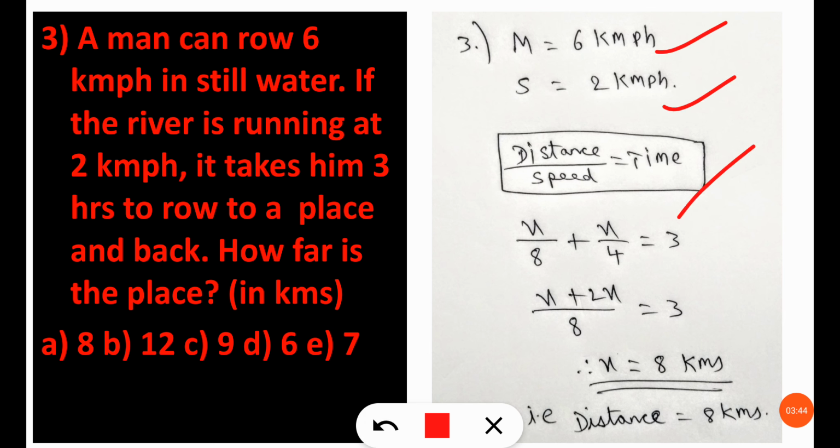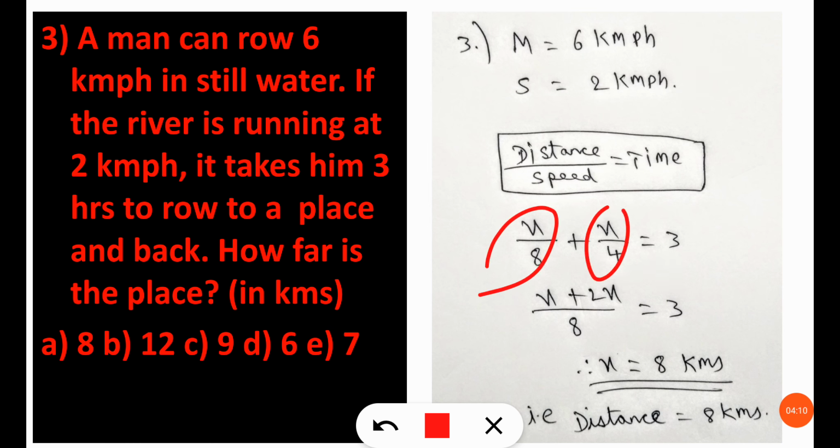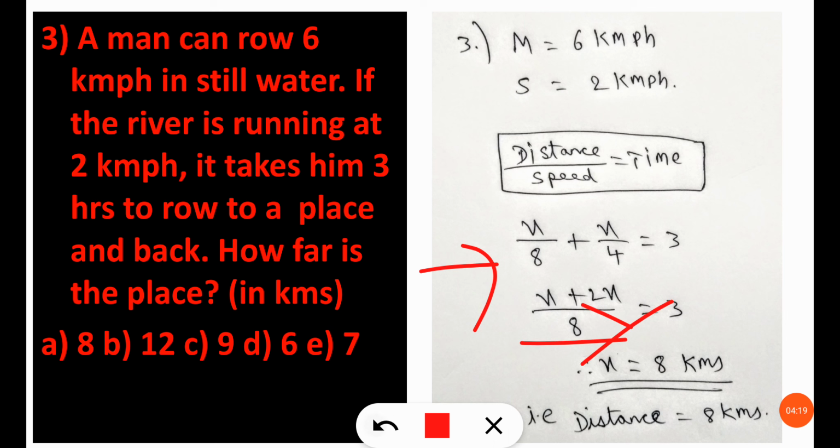Distance by speed equals time. We know this famous formula. Here we don't know the distance, that's why we have taken it as x. So x by downstream speed. Downstream speed means m plus s. m plus s is 6 plus 2, that equals 8. Next, upstream distance is also x, and upstream speed is m minus s, that is 6 minus 2 equals 4. Finally the total time taken is 3 hours. Next, the LCM is 8. After the simplification and cross multiplication we get x equal to 8 kilometers, that is the distance traveled by the boat. Option A is the right answer.